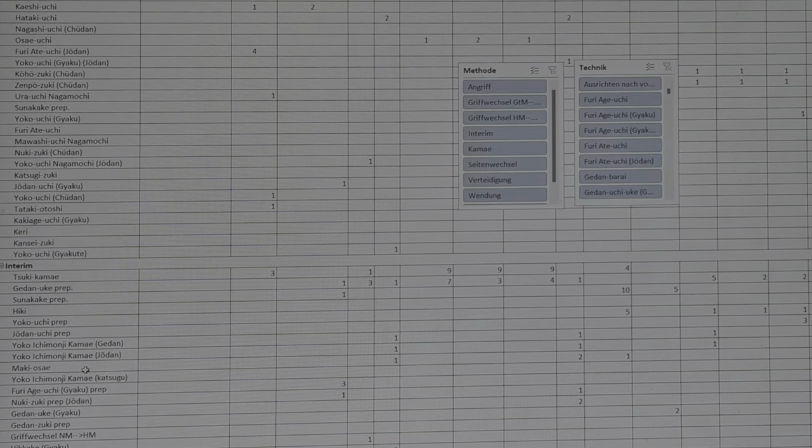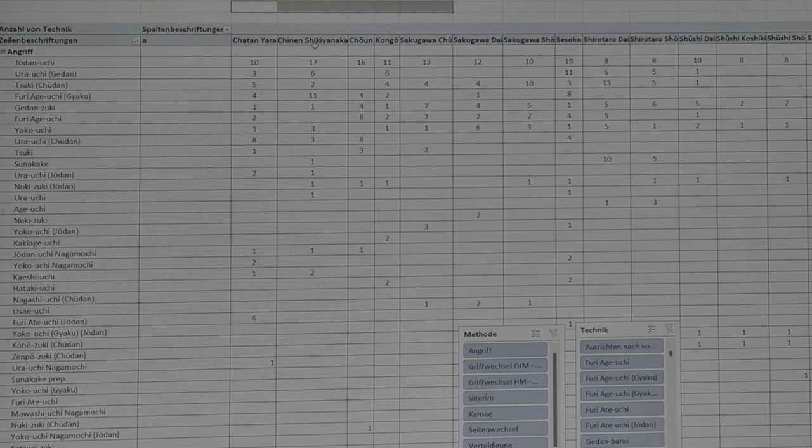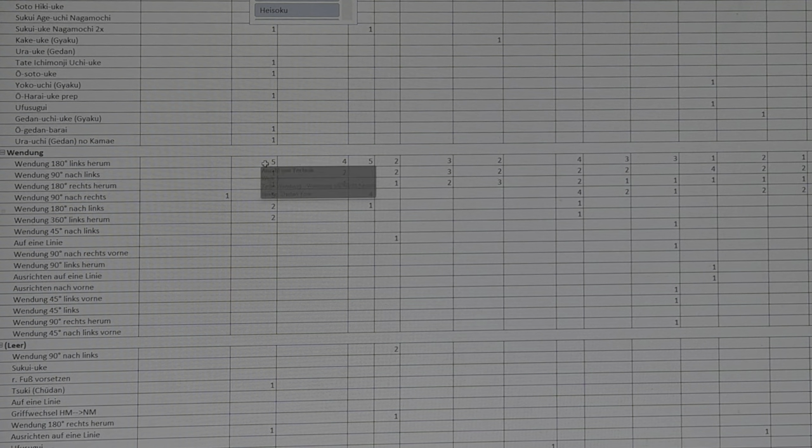And then I have the kata, right? There's Chatanyara no kon, Chikinaka no kon, Chon no kon, Kongo no kon, Sakugawa, and so on. And it shows how many Jodan Uchi are in Chatanyara: 10. How many Tsuki? 5. How many Ura Uchi? 2. How many Furiage Uchi Jodan? 4. And then it goes on like here, there are actually 5 rotations, 180 degrees counterclockwise.